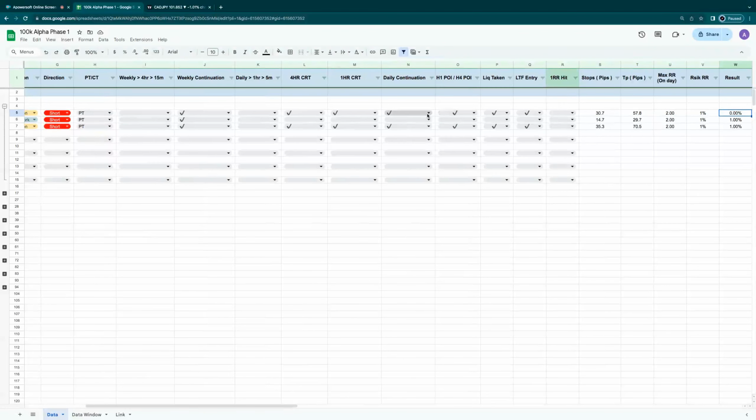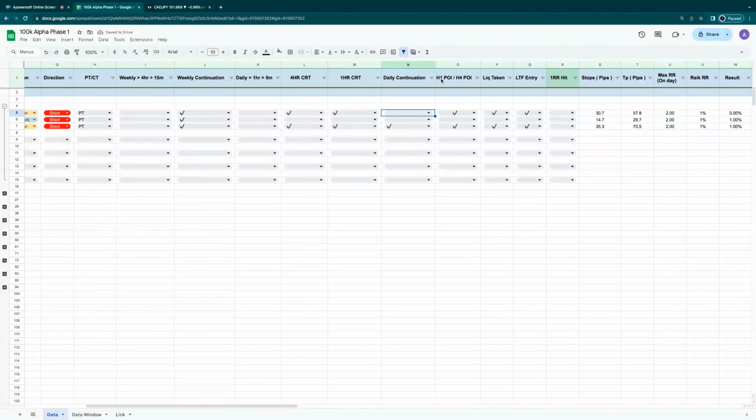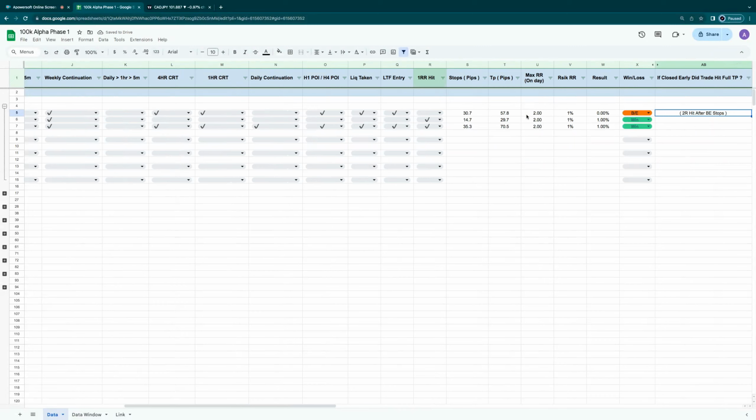Daily continuation, that wasn't a daily continuation, so we can take that one off. And then did I have a 4-hour, 1 hour point of interest? I did. I had the 1 hour FVG, which is what I did have. Liquidity got taken inside that FVG and closed below, lower time frame entry. Okay. We hit 1R on all trades. Not this one because we went break even. Okay. And then these are my stops, my take profit in pips, and then how much RR I was looking for. Now I closed both my trades that I'm going to go on to show you.